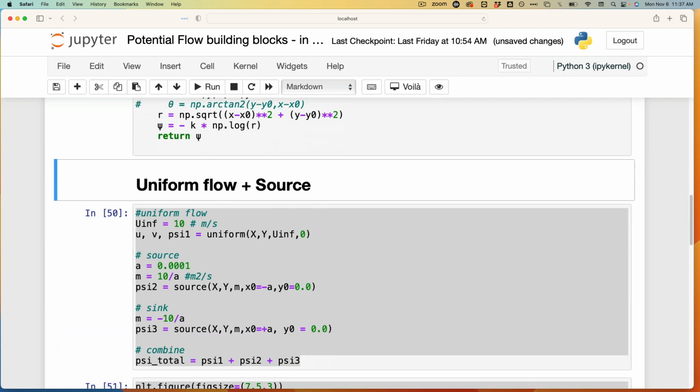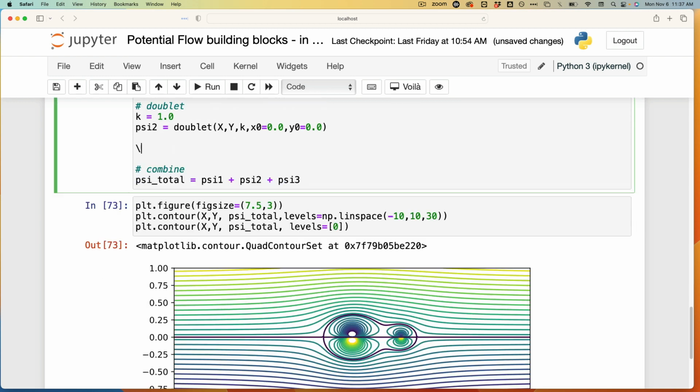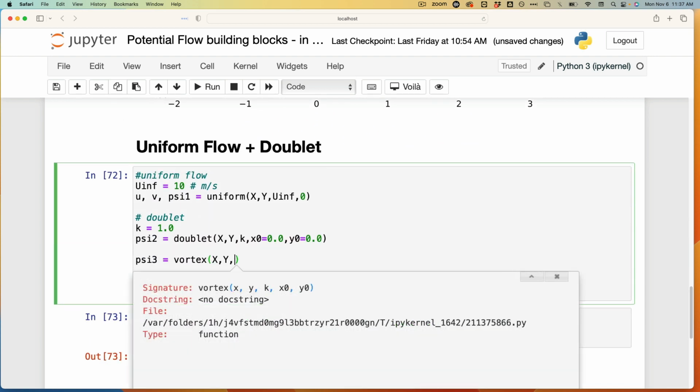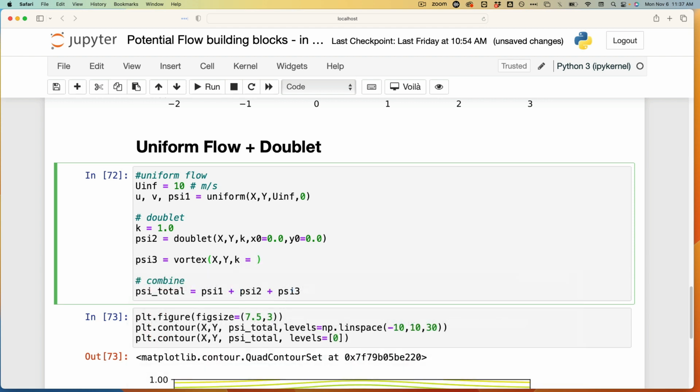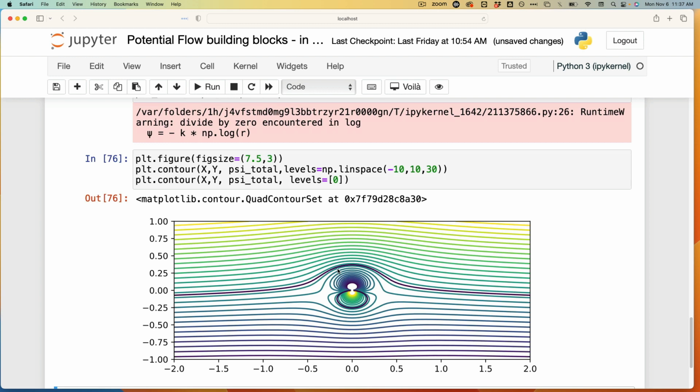Okay? All right, so now I'm going to go back to this doublet flow. I'm going to erase these guys. I'm going to do C3 is equal to vortex, vortex at the entire plane. Okay, and then let's do k equal to minus 1, and then at x0 equals 0 and y0 equals 0. Okay, so let's see what happens. Notice how the streamlines now are lifted up. See how that streamline now is lifted upward.